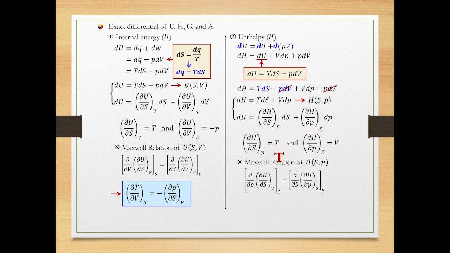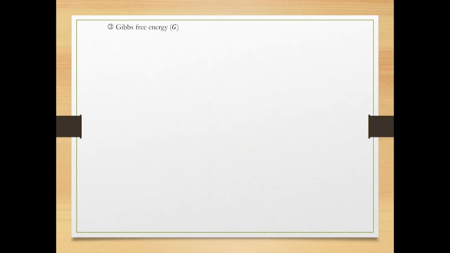Plug these into the Maxwell relation. It leads to the partial derivative of T with respect to P at constant S equals the partial derivative of V with respect to S at constant P. This is another form of Maxwell relation of enthalpy. Let's try Gibbs free energy.